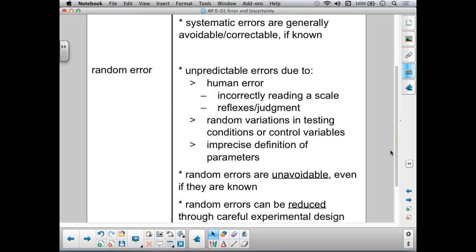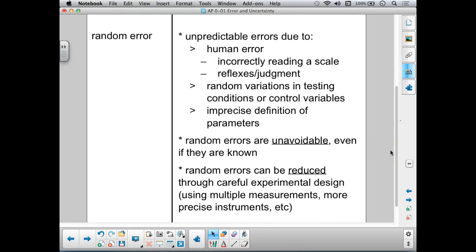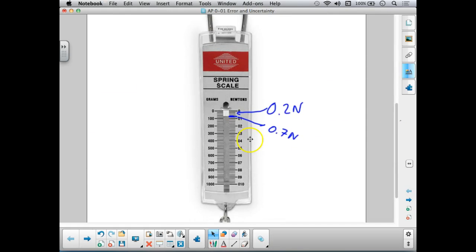And these are unpredictable errors because they're random. They're due to things like human error, incorrectly reading a scale, reflexes or judgment that don't let us measure something as accurately as we want it to. An example might be if I'm looking at this scale and the quote-unquote real force value is around 2, but I make a mistake when reading the scale and I actually write down 1.8 because that line is really close, or maybe I say 2.2 newtons.